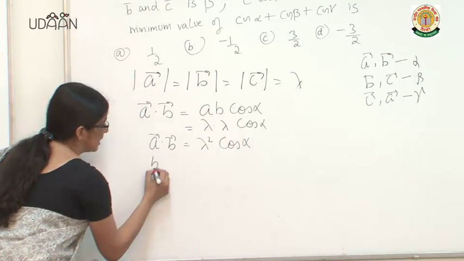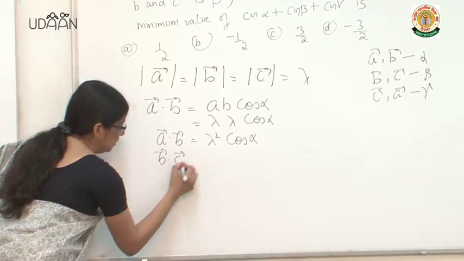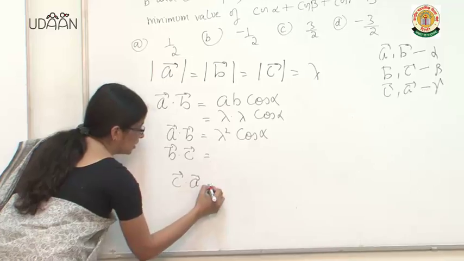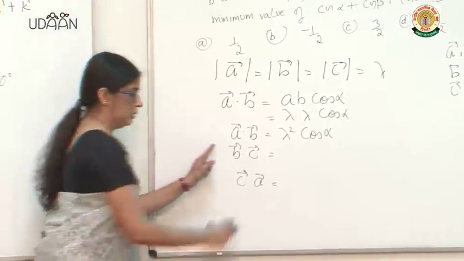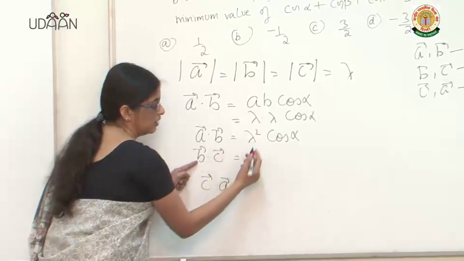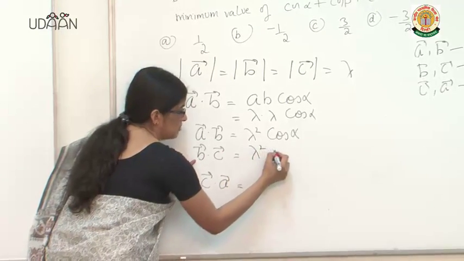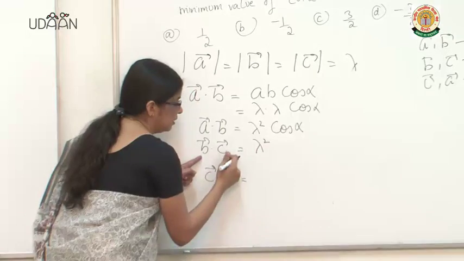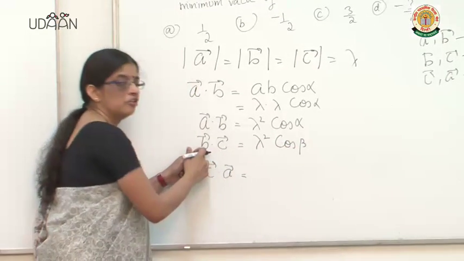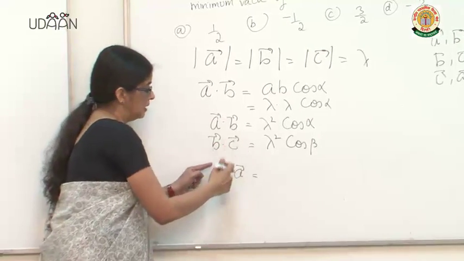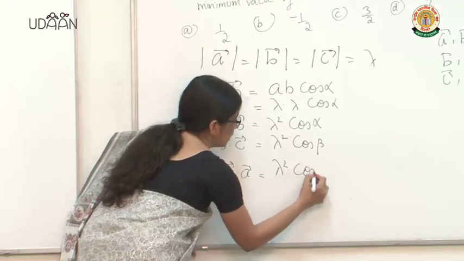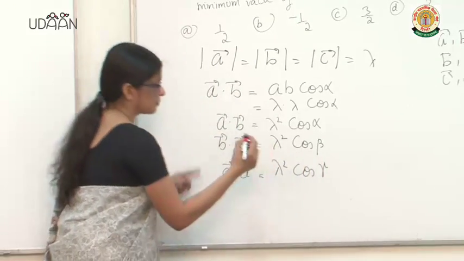Similarly, we will calculate B dot C and C dot A. Quickly calculate and tell me, what is B dot C and C dot A? B dot C, in a similar way, is B into C into cosine of the angle between them, which comes out to be lambda square into cos beta, because beta is the angle between vector B and vector C. Similarly, C dot A is lambda square into cos gamma.